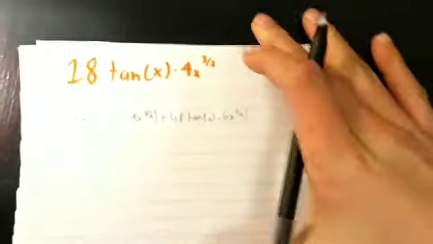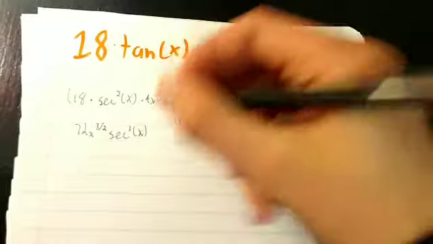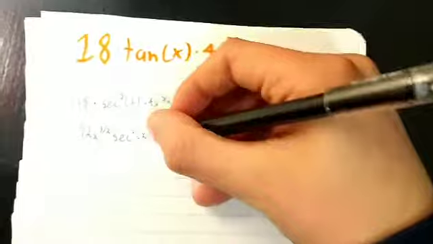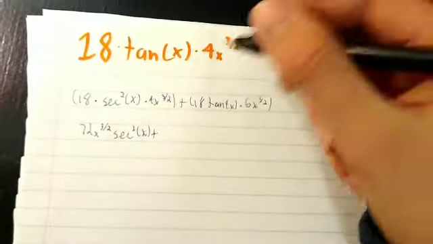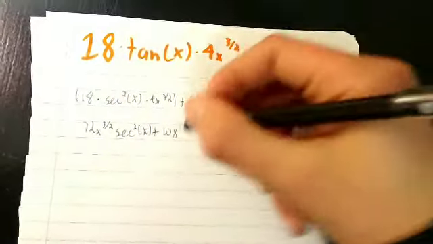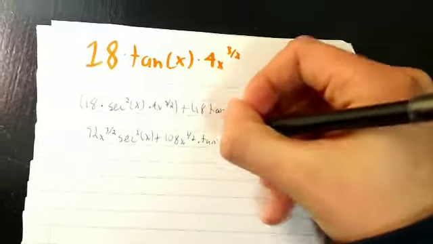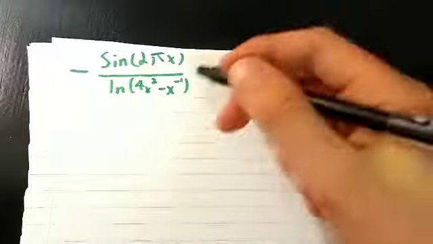And multiplying all of this out, we get 72x to the 3 halves times secant squared of x plus 108x to the 1/2 times tangent x. There you go.